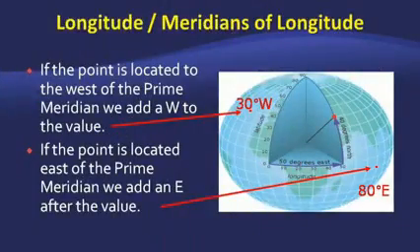Students, as we have learnt in earlier slides, the Eastern Hemisphere is denoted by the letter E and the Western Hemisphere is denoted by the letter W. If a place is located to the west of the prime meridian, we add a W to the value, like 30 degree W or 40 degree W. And if a place is located to the east of the prime meridian, we add an E after the value, like 80 degree E or 57 degree E.